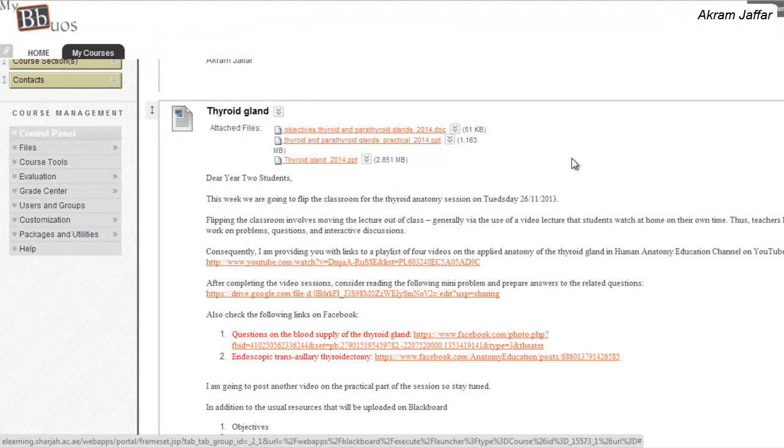In addition, the following resources were also uploaded on the Blackboard, including the objectives file and the files of PowerPoint presentations for the pre-lab and practical sessions. And the students were supposed to study the material before coming to the class so that they will spend the class time in interactive discussions.